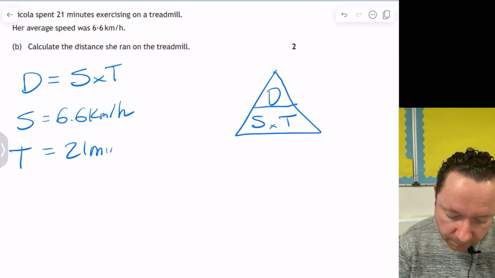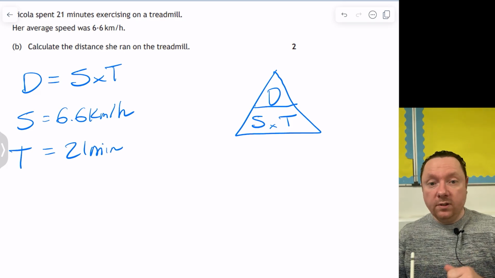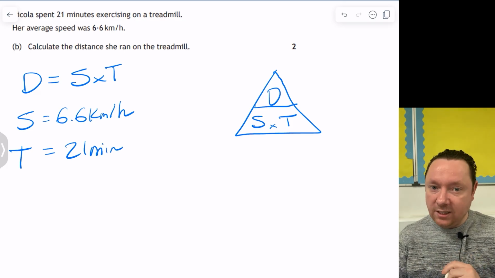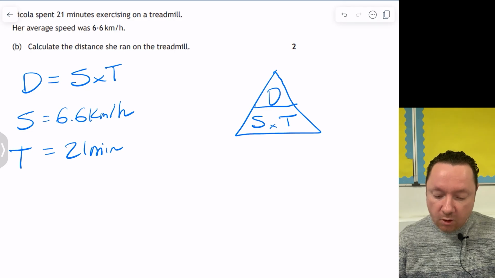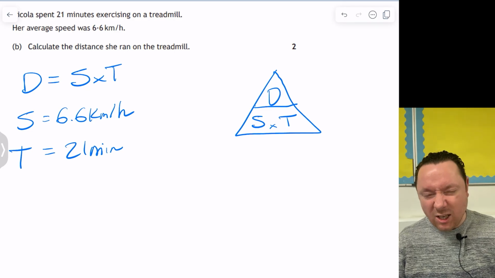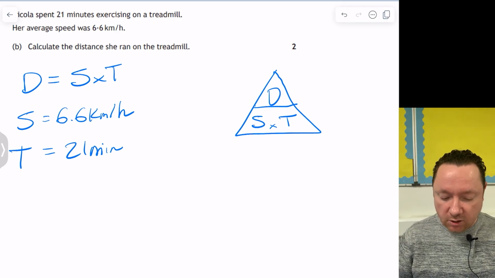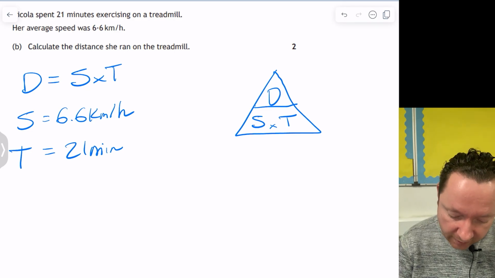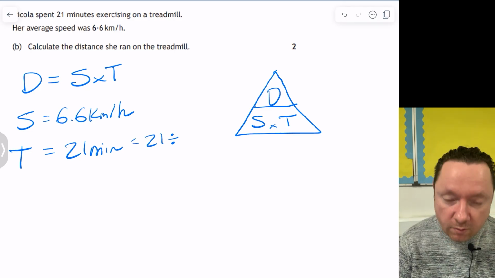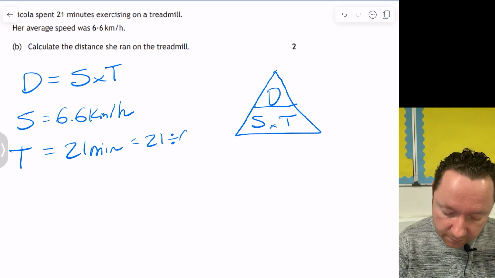Now that's the problem. Hours and minutes are not the same. They need to be the same before you do any sums. So you can either change your speed into kilometers per minute, or much easier, to be honest with you, change your time into hours. So to change your time into hours, 21 divided by, well, it's 60 minutes an hour, so divide by 60.